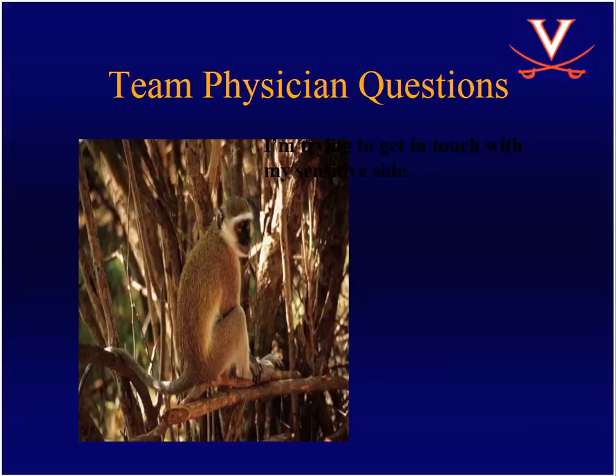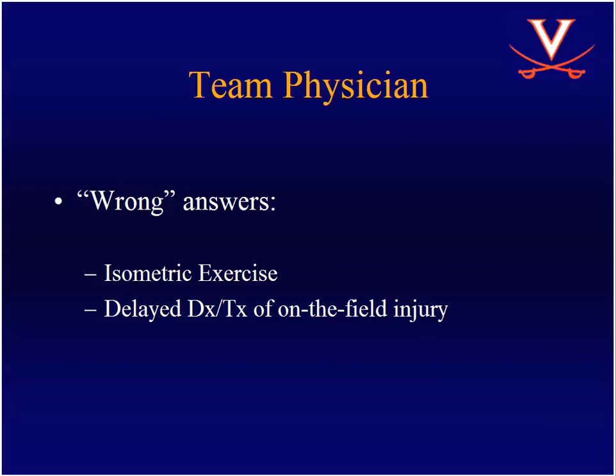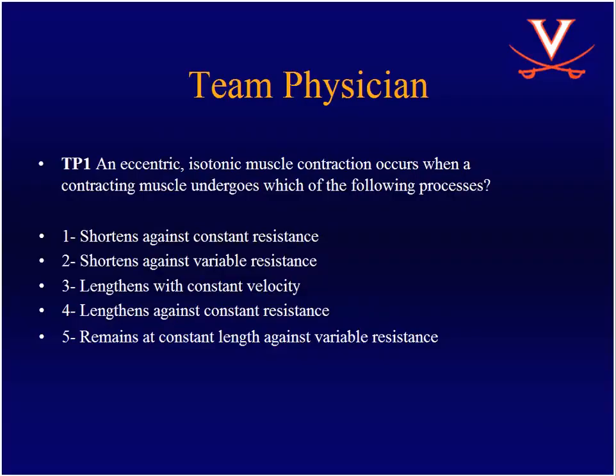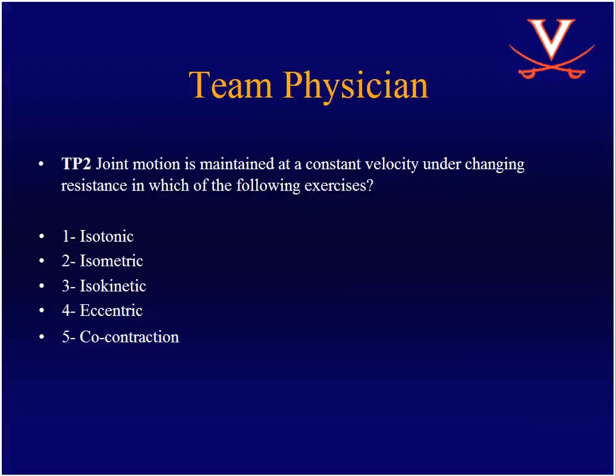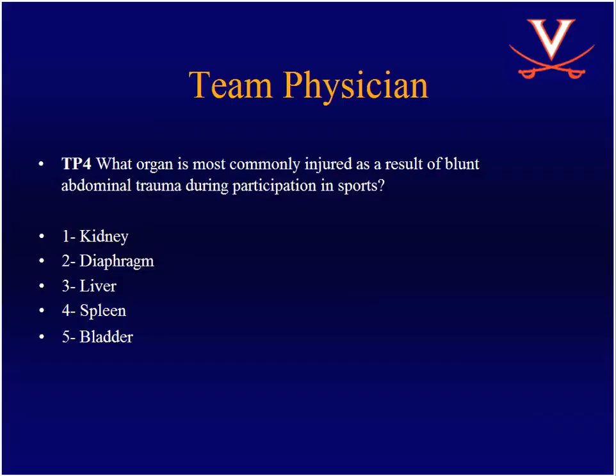We're almost done. So wrong answers for team physician: isometric exercise, delay diagnosis or treatment of the on-field injury. Number one, eccentric isotonic muscle contraction undergoes which of the following processes? Eccentric means it lengthens. Isotonic means it's constant resistance. Number three, rehabilitative exercise where the foot is mobile and motion of the knee is independent of the hip and ankle. Open chain, as opposed to closed chain where you have something on the foot, such as a stationary cycle.